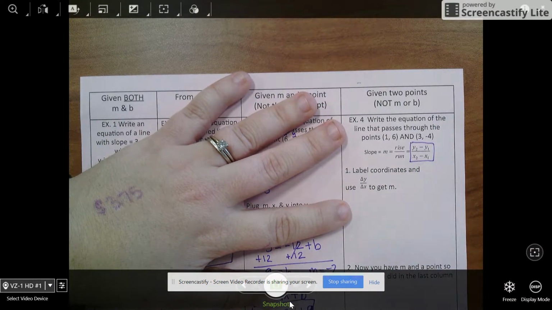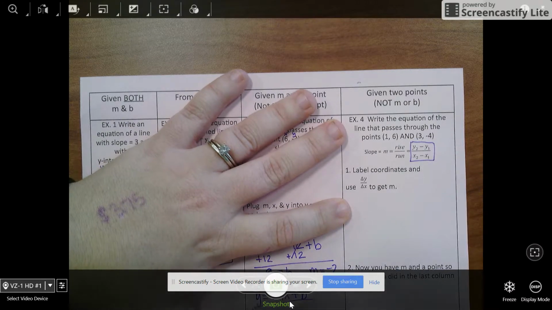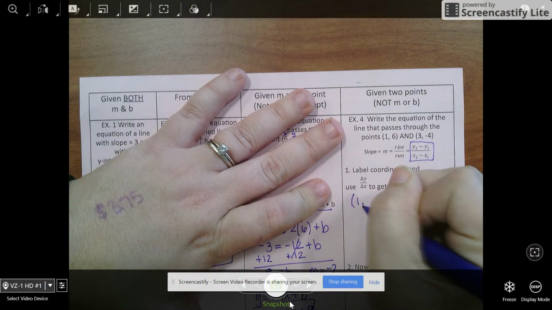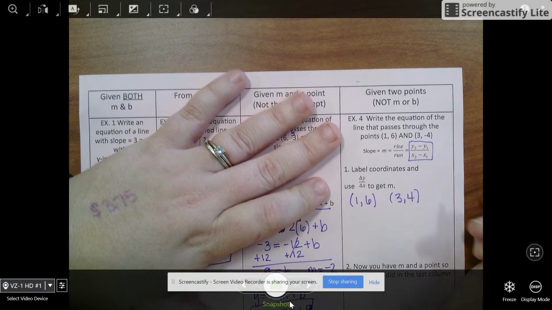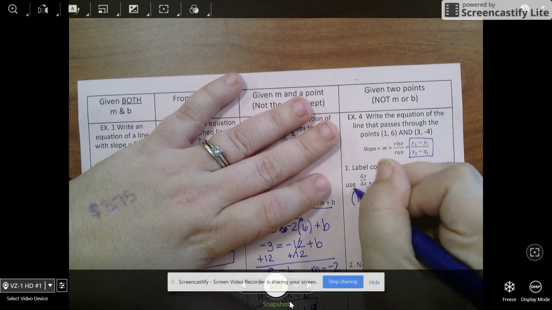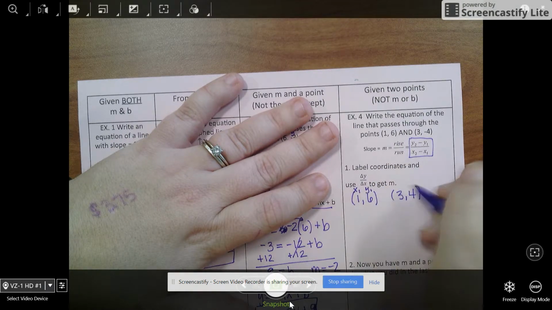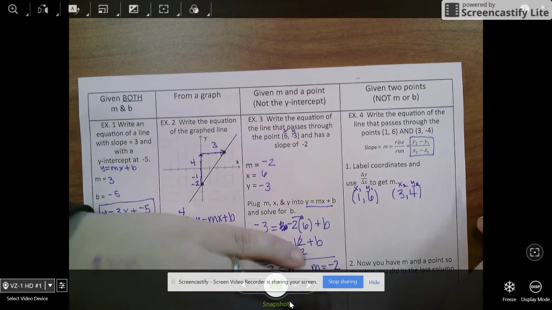Okay, so let's start by labeling our points. So we've got 1, 6, and we've got 3, 4. And it honestly doesn't matter which one's point 1 and which one's point 2. I'm just going to say this one's point 1. So that means that's x1 and this is y1. This one's x2 and y2. Now I'm going to plug it into the equation.